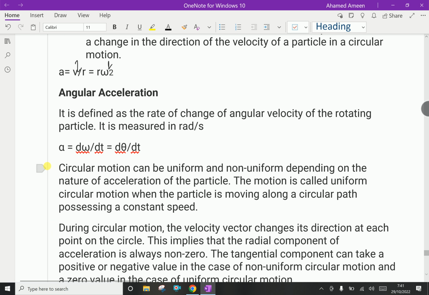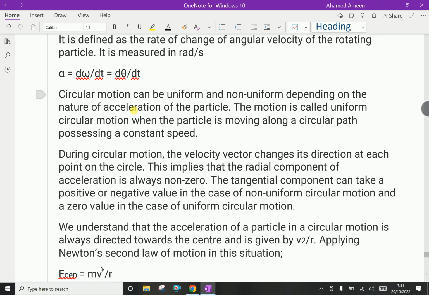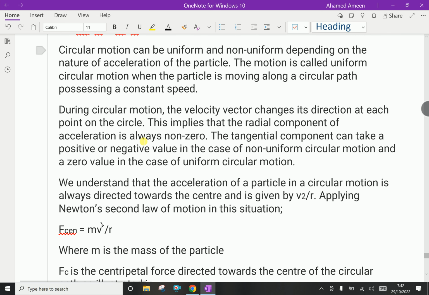Angular acceleration is defined as the rate of change of angular velocity of the rotating particle. It is measured in radian per second square. Angular acceleration alpha is equal to d omega by dt, which is equal to d square theta by dt square. Circular motion can be uniform and non-uniform depending on the nature of the acceleration of the particle. The motion is called uniform circular motion when the particle is moving along a circular path possessing a constant speed.